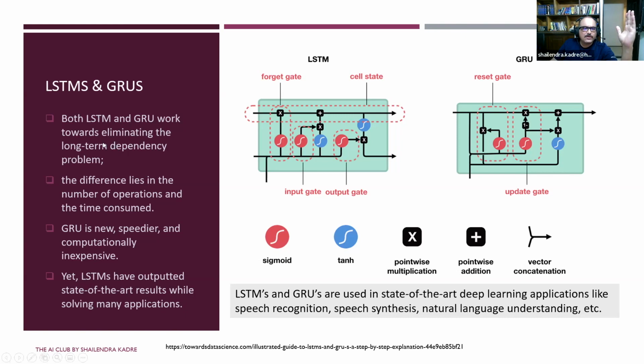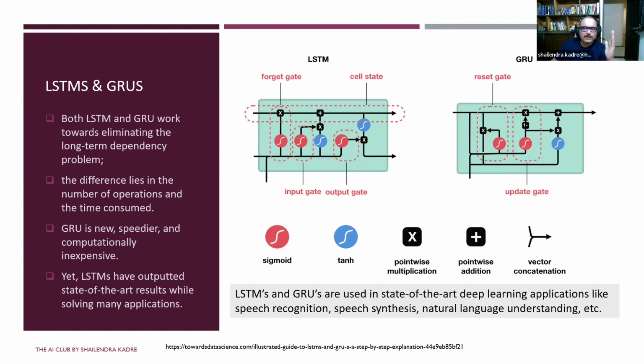LSTM and GRU work towards eliminating the long-term dependency problem. So why are LSTM and GRU used? The vanishing and exploding gradient problems we will tackle with the help of LSTM and GRU. The difference lies in the number of operations and time consumed. LSTM is mathematically very heavy, and GRU is comparatively lighter. GRU is new, invented only in 2014. It is speedier and computationally less expensive than LSTM.